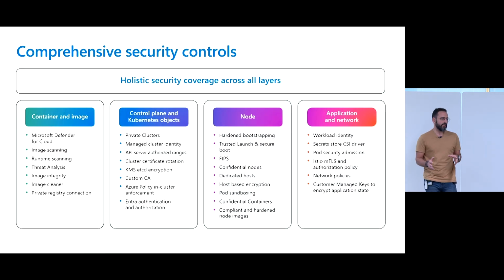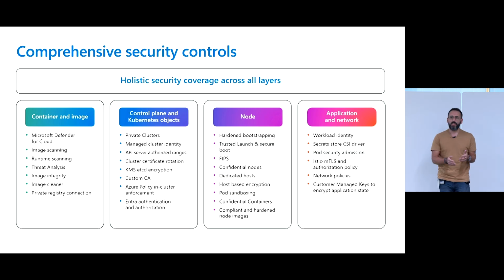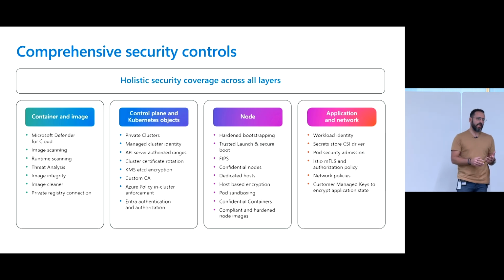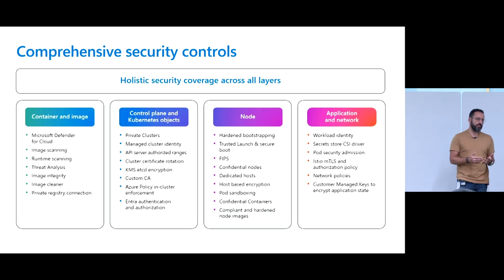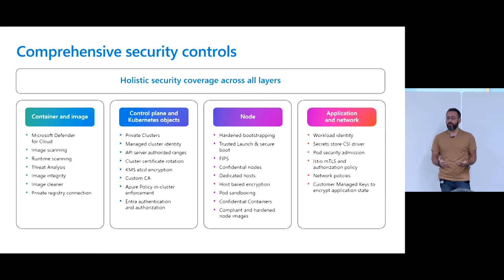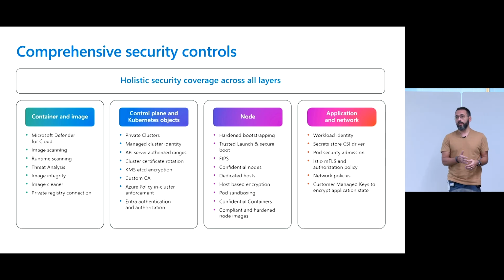In general, AKS has a large set of comprehensive security controls across all of the stack. At the container image level, it starts with image scanning, runtime scanning, threat analysis, and more, which is powered by Microsoft Defender for Containers. Then the cluster control plane and the nodes can be secured with a number of features and capabilities, such as private clusters, encryption, policies, confidential nodes, confidential containers, and a bunch of other features that we'll cover in the operator track after lunch.